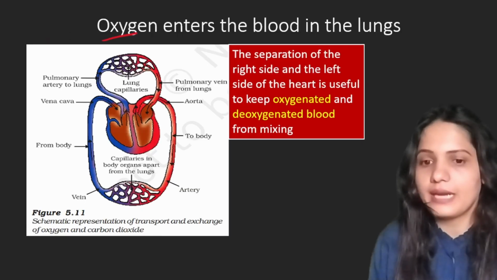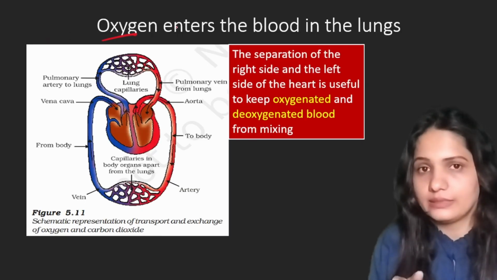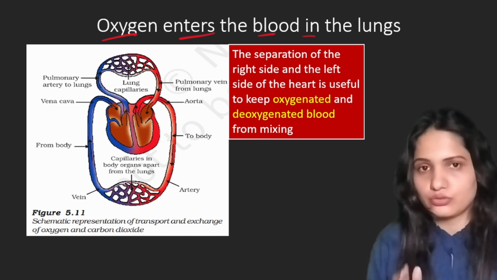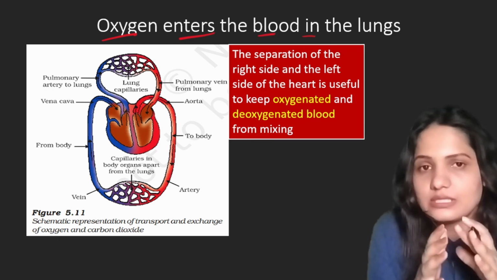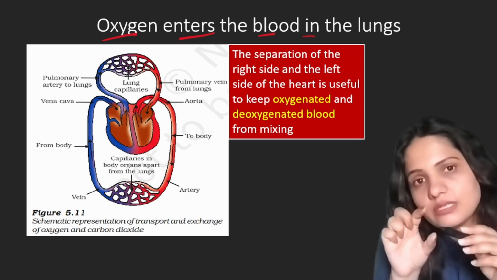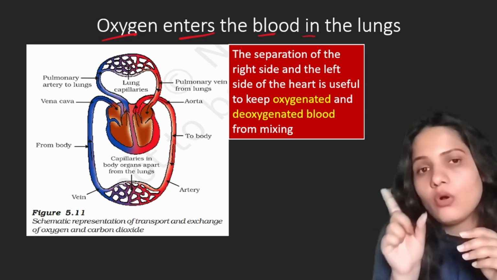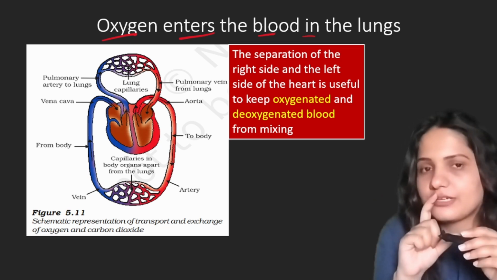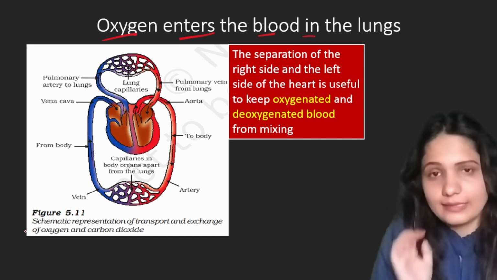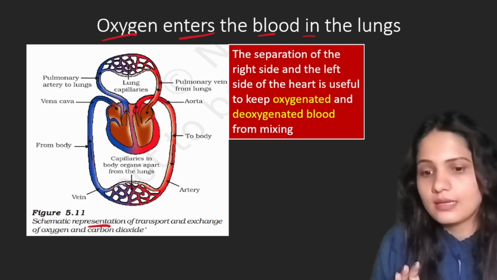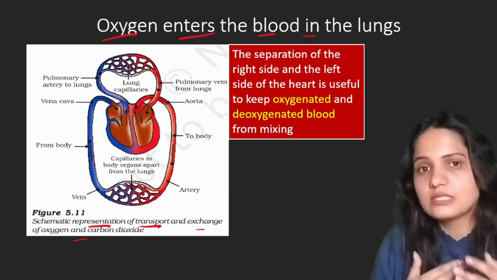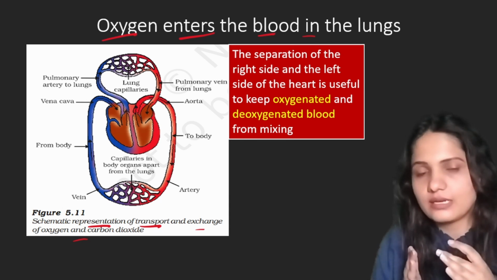Now here we have this diagram to make this concept clearer. Oxygen enters the blood in the lungs. This we understood. Oxygen enters the blood in the lungs, where the actual gaseous exchange occurs. We have also read this in our previous section on respiration. Here we have this diagram. This diagram is the representation of transport and exchange of oxygen and carbon dioxide. How does this exchange of gases occur?